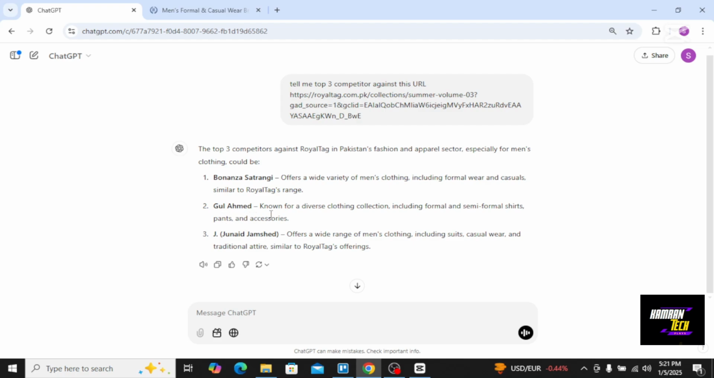Number two is Gul Ahmed, known for a diverse clothing collection including formal and semi-formal shirts, pants and accessories. And number three is Junaid Jamshed, which offers a wide range of men's clothing including suits, casual wear and traditional attire similar to Royal Tag's offering.